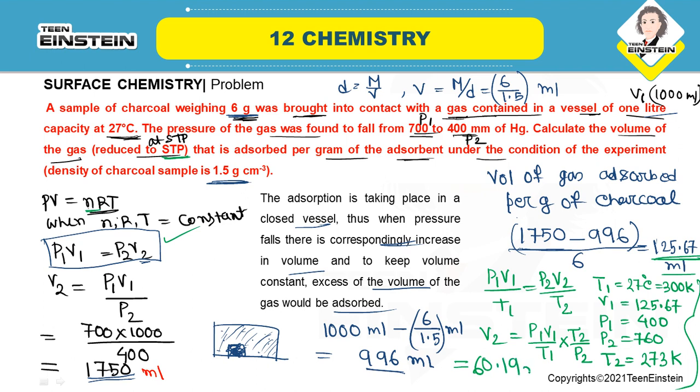is 60.19 ml. So the answer is not 125.67, because we have to find the value of the volume, though here the line is a little bit confusing. But it is actually trying to say what will be the volume of the gas which is adsorbed per gram of the adsorbent. Remember, it is not by 6 gram, it is by 1 gram, and the volume must be at STP condition. So the answer is 60.19 ml.